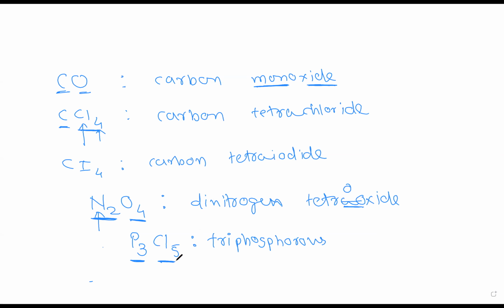For the second element, we have five of them. So we say five means penta. Penta. And what do we have? Chlorine, so it should be chloride.